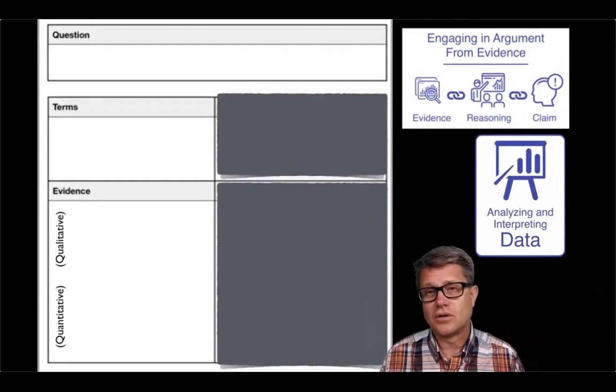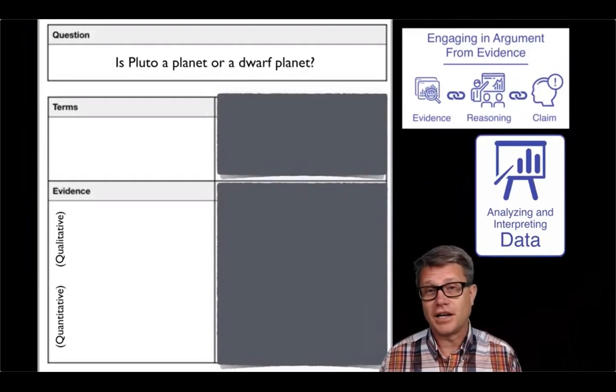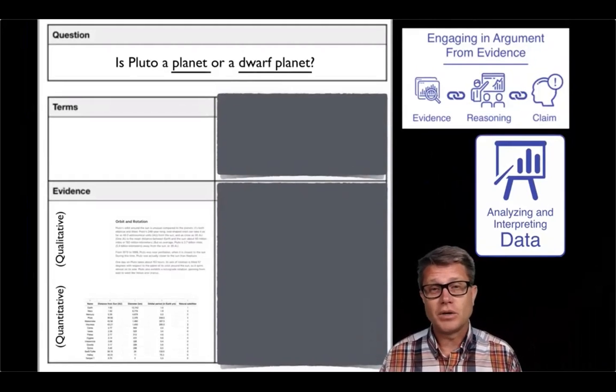Let's say we're trying to do the following argumentation. Is Pluto a planet or should it be a dwarf planet? This is actually an argument that's going on in astronomy at this point. And so first thing we would want to do is obviously define those terms of planet and dwarf planet. And then we could start to do research.